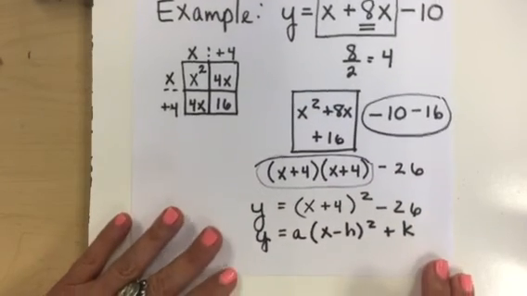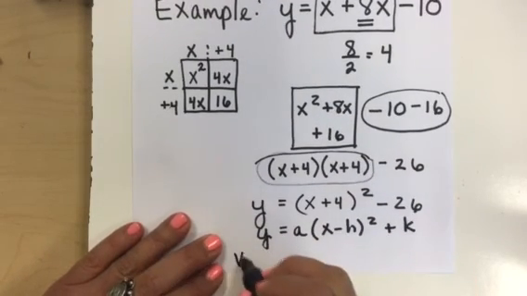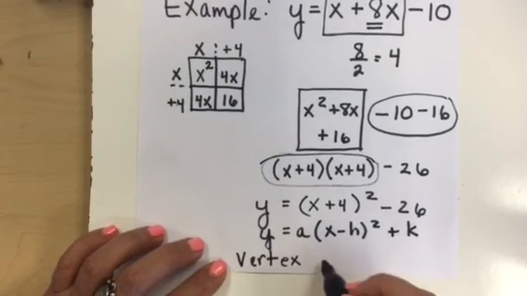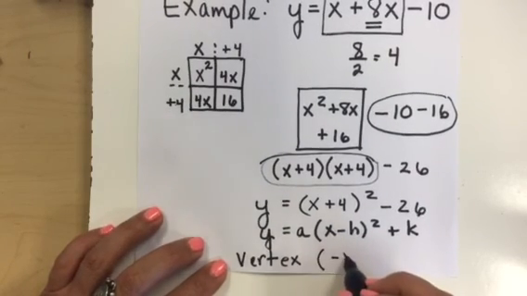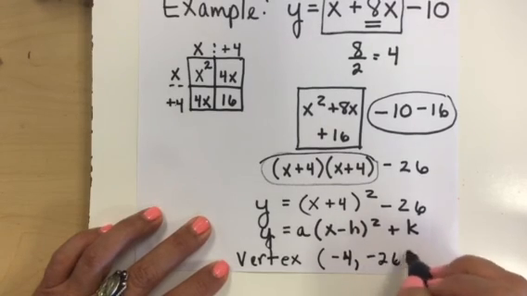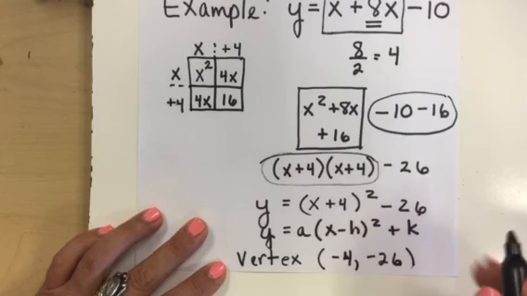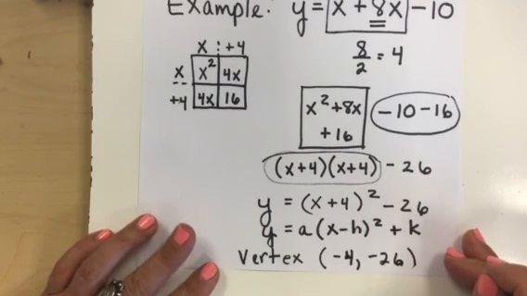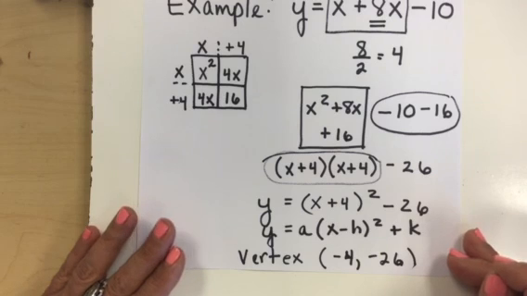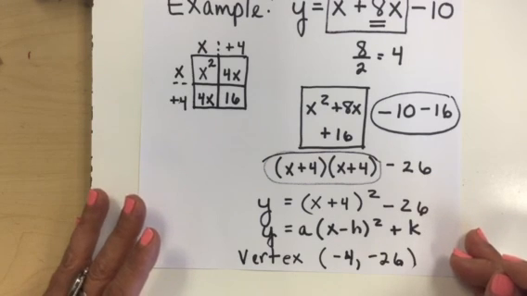So that would mean that the vertex of our parabola would be at (-4, -26). So I hope this video helps you with completing the square of your quadratics and finding those vertices. So now let's try some problems on our own.